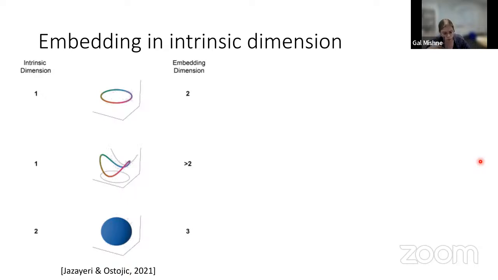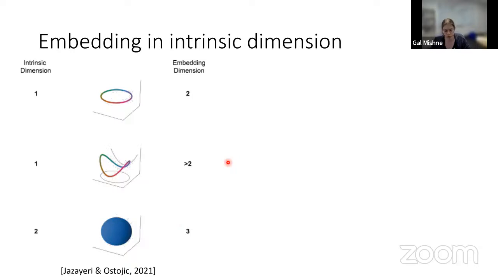So one of the things we wanted to be able to do in this work was to embed data in its intrinsic dimension. So as I mentioned, a ring is a one-dimensional manifold. It has only one parameter, which is the angle, but many times with manifold learning techniques, in order to recover a closed circle, you need 2 dimensions. Similarly, if you have a closed curve in higher than 2 dimensions, and a sphere, while having only 2 parameters that define it, will be embedded in 3 dimensions.